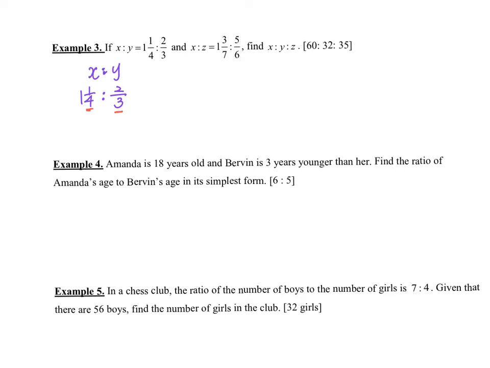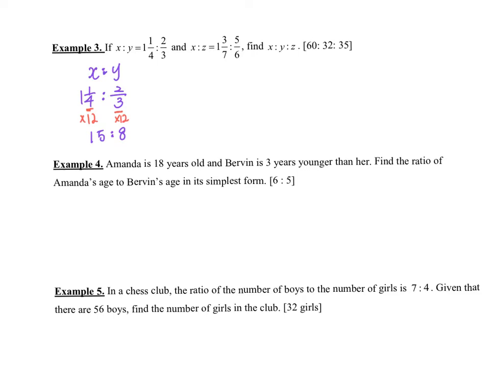12, right? So what can we do to make this into whole numbers without the fraction? We can multiply by 12 to each of the ratio. So 1 1/4 times 12, that gives me the number 15. And then 2 over 3 times 12 will give me the number 8. So I have gotten this x is to y in terms of two whole numbers itself.